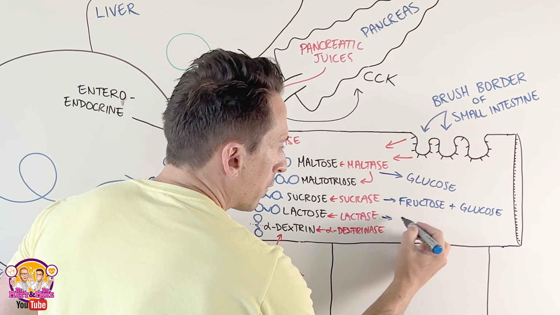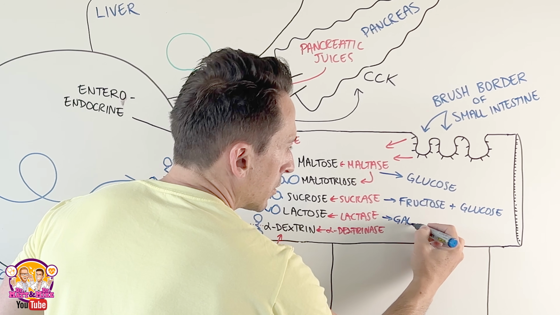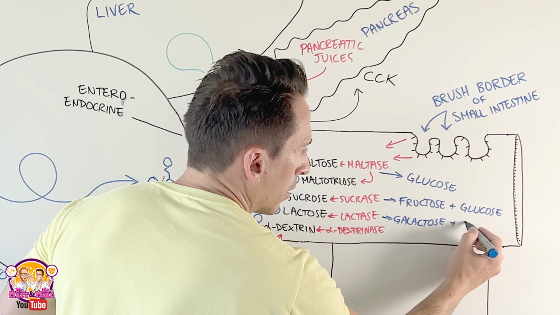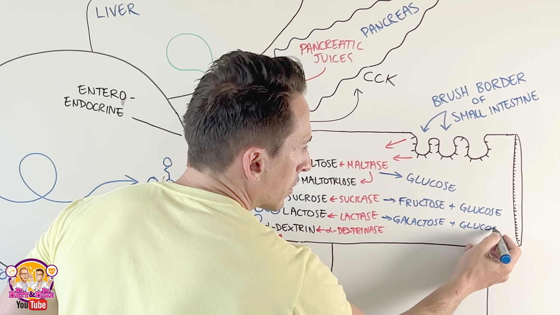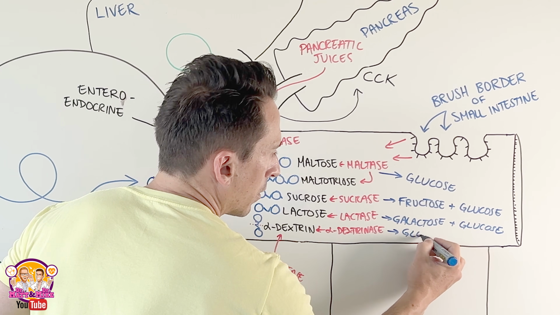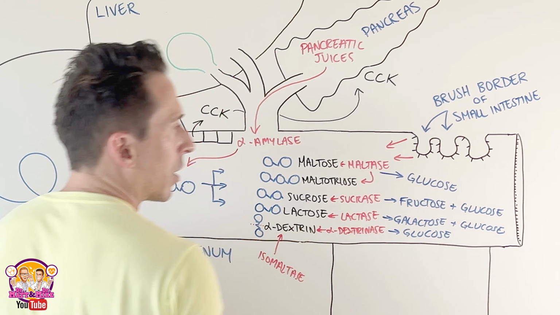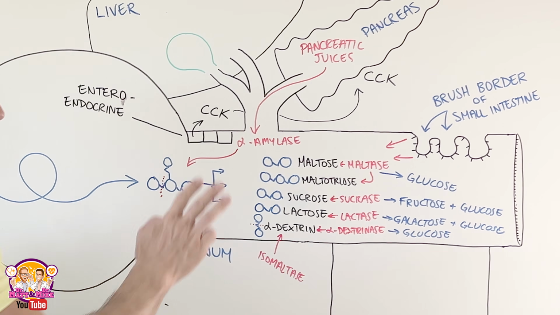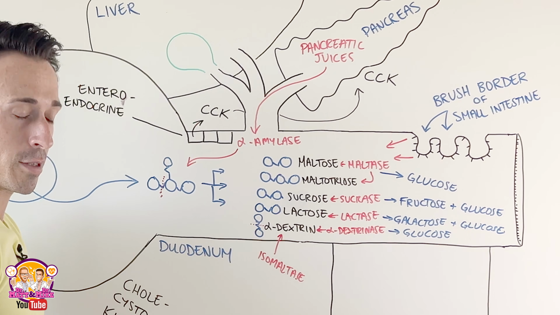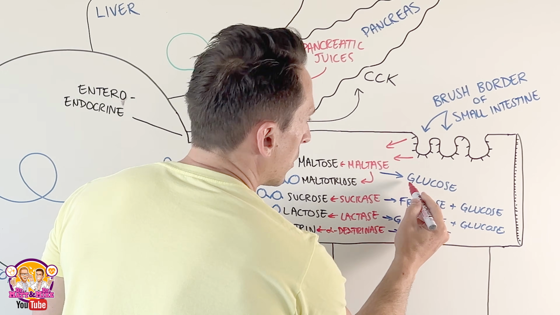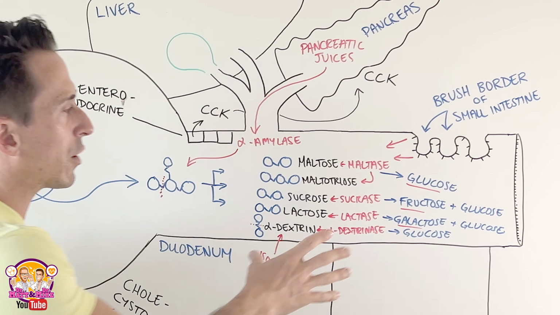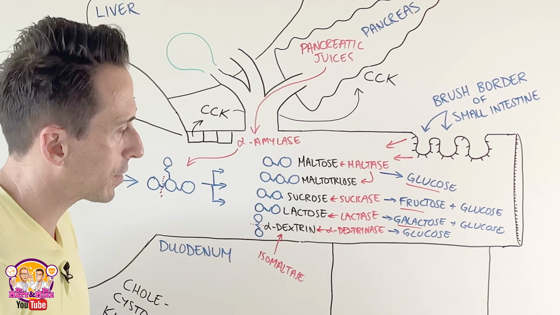Lactose is made up of galactose and glucose. So they're all made up of glucose. That's an important point. And then alpha-dextrinase is simply just made up of glucose. So what are the 3 different monosaccharides? It's glucose, fructose, and galactose. Now the question is, we've now got the monomer. I'm going to rewrite them.